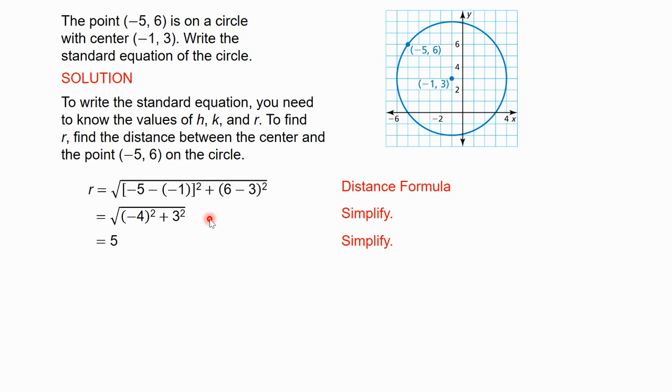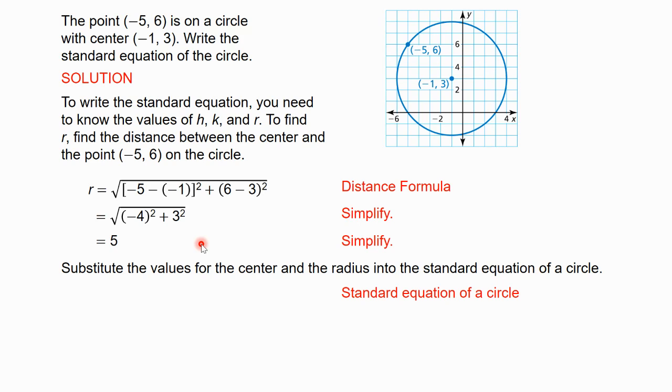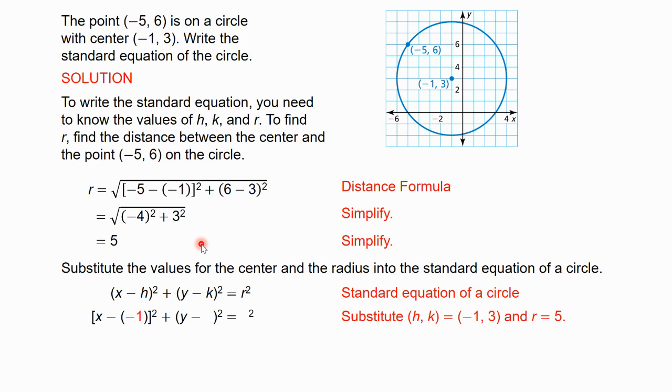So now, since we know the center is negative 1, 3, and we know the radius is 5, we can plug this into center radius form, also known as the standard equation of a circle. Remember, you're going to plug in the opposites. So if it's negative 1, the opposite of negative 1 here would really be positive 1. The opposite of positive 3 would really be negative 3.